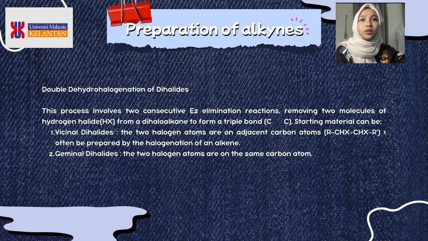Okay, the preparation of alkynes. This process involves two consecutive E2 elimination reactions, removing two molecules of hydrogen halide from a dihaloalkane to form a triple bond. Starting material can be vicinal dihalides, where the two halogen atoms are on adjacent carbon atoms, often prepared by the halogenation of an alkene. As for geminal dihalides, the two halogen atoms are on the same carbon atom.